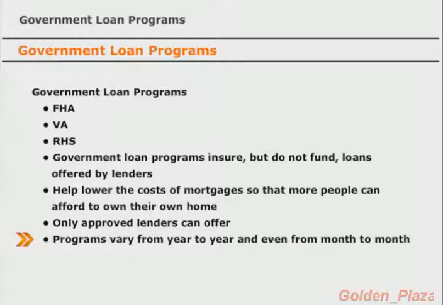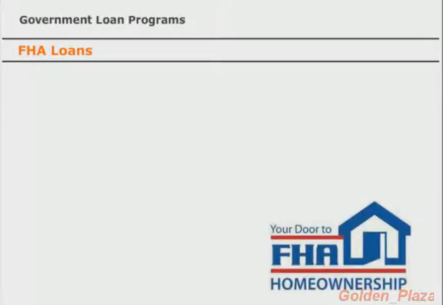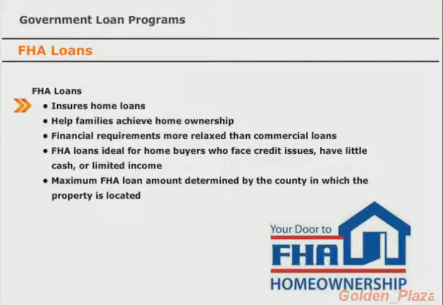Now, let's talk about the FHA. The FHA offers a mortgage financing program that insures home loans and was established in 1934 to help stabilize the real estate market and help families achieve home ownership. The FHA doesn't make the loans itself. Rather, it serves as an insurance policy for lenders.